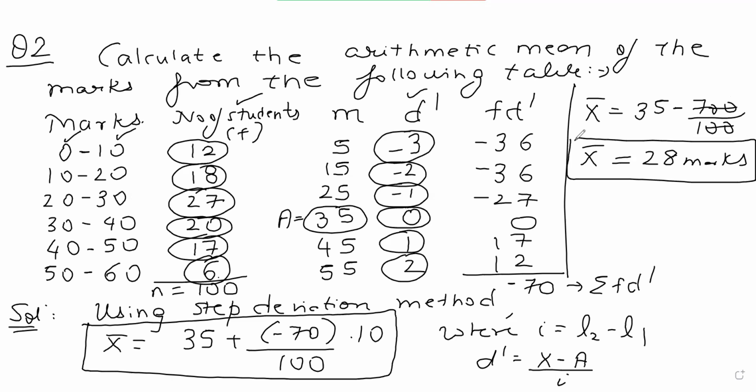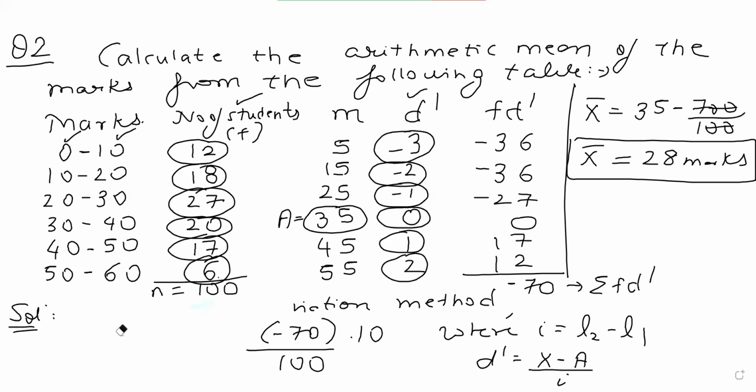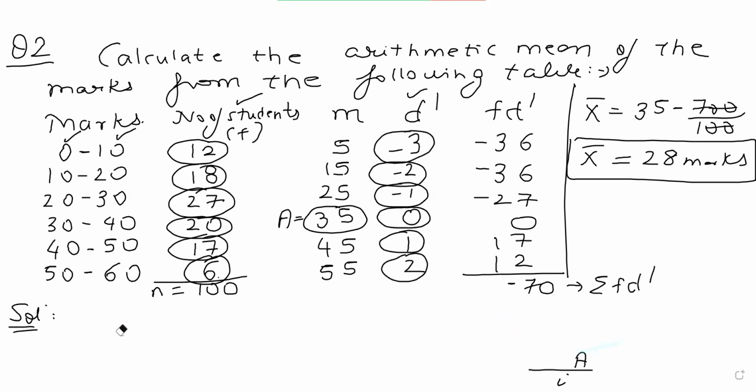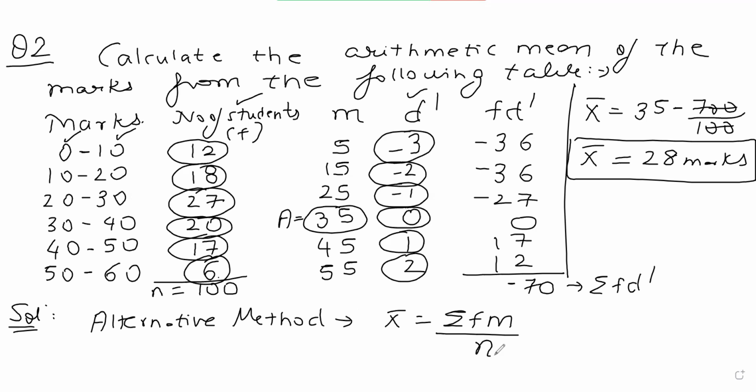The method I have used is the step deviation method. You could have used alternative methods also. You could have also done this. If I erase this part off, I'm just writing the alternative method you could have used. The alternative method would be X bar is equal to summation F into M by F, where M is the midpoint of the class interval. This would also give you the same answer, 28.